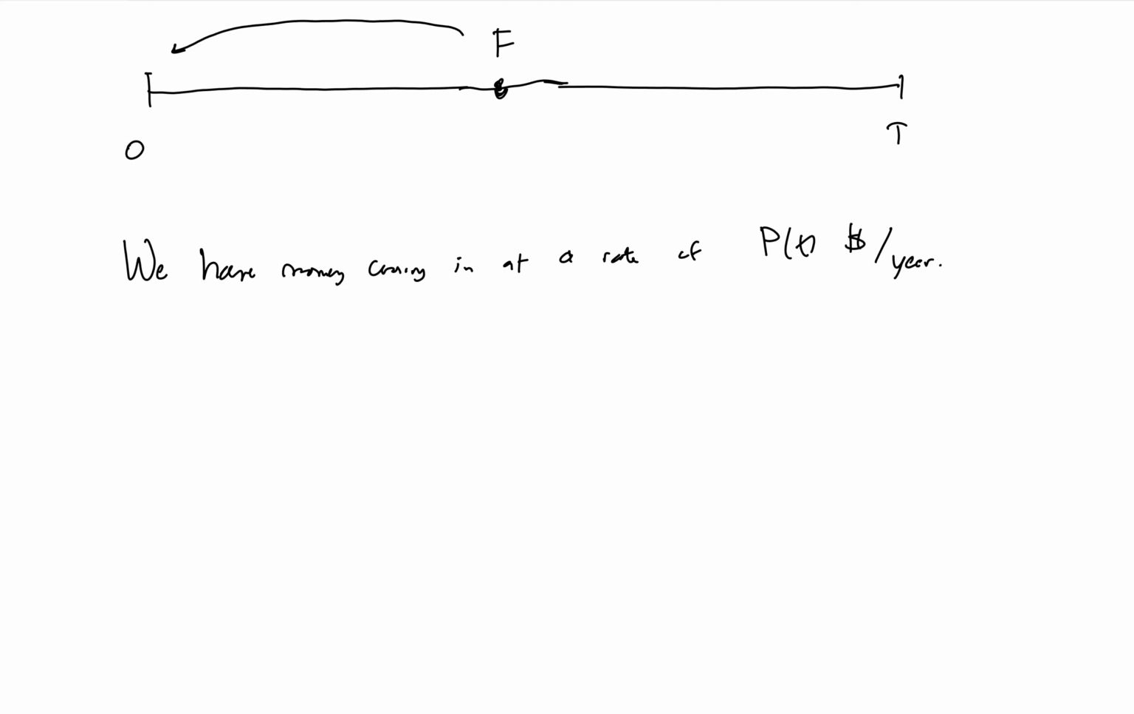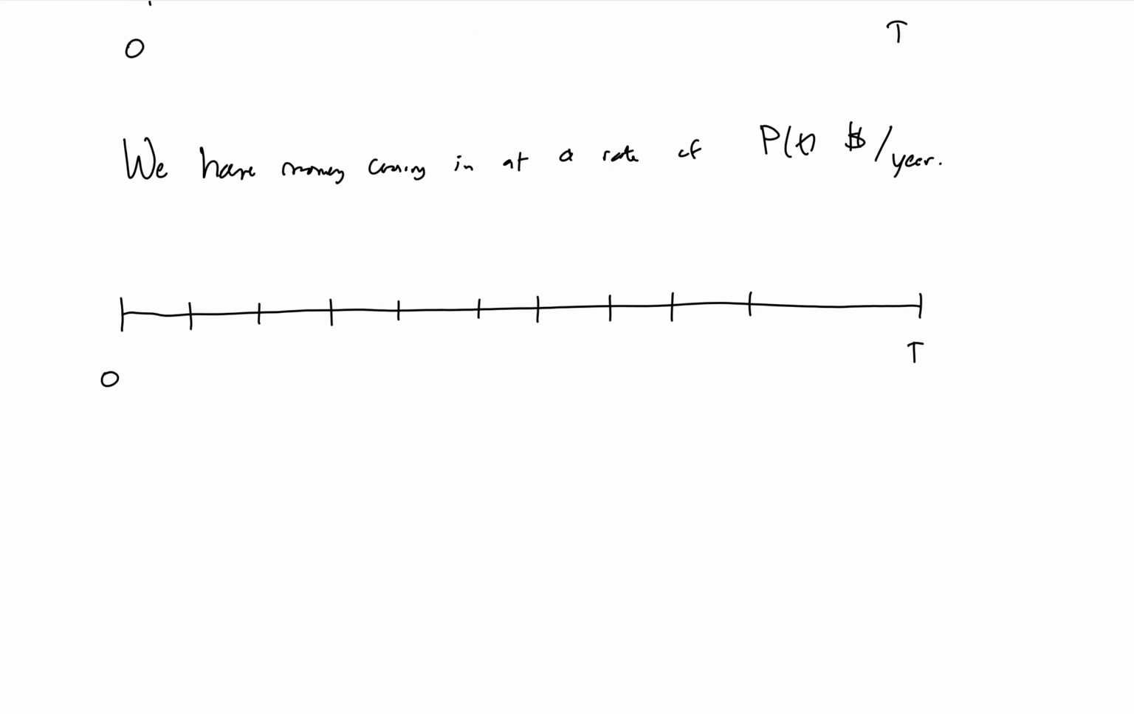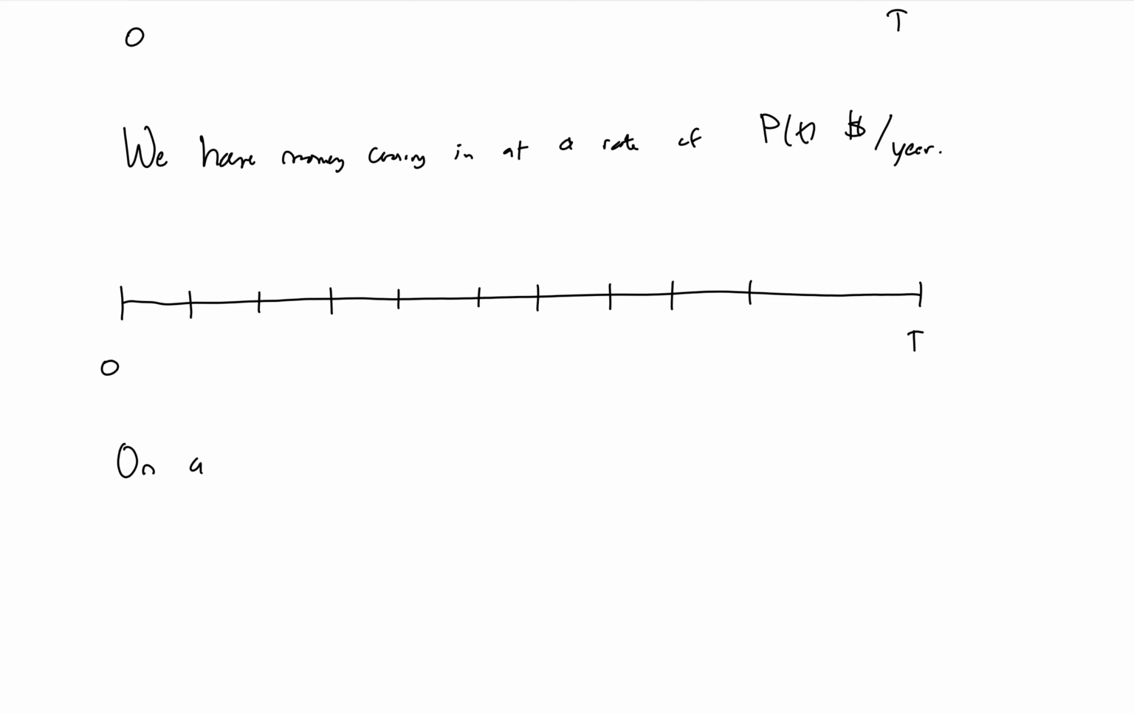But since the money's coming in all the time, I need to calculate it all the time. So what I'll do is break this up into a bunch of pieces like we've been doing. And even though the amount of money coming in at any particular time changes, over a short time interval, we can assume P of t is approximately constant.